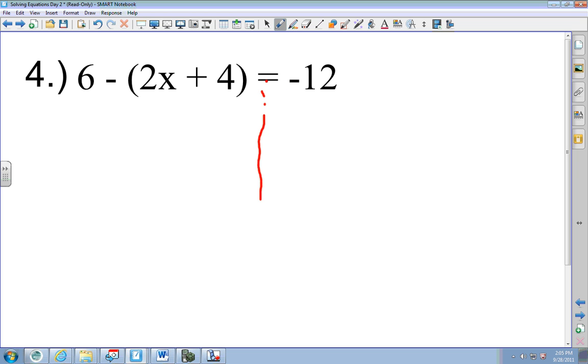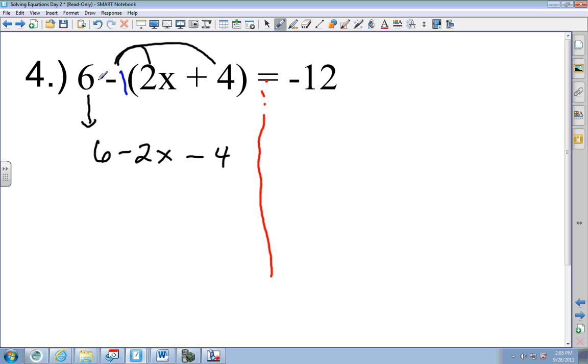On this one, I'm going to draw my line here. Now, this 6 is outside here. It is not outside the parentheses. What's outside the parentheses is a negative 1. This 6 is going to be brought straight down here. So I have 6. Then I have negative 1 times 2x, negative 2x, negative 1 times 4 is negative 4.